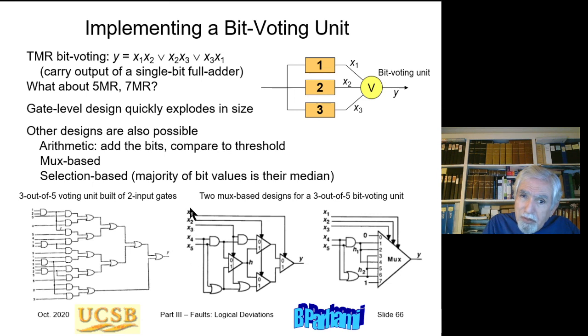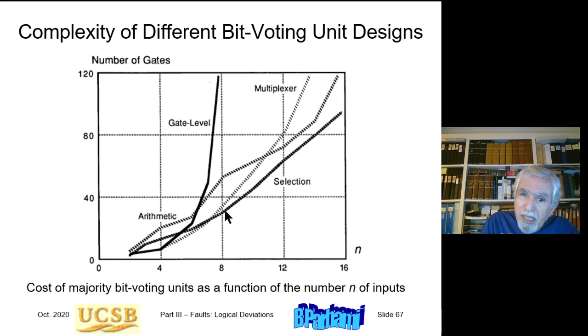So that's the arithmetic method. And then there's also the selection method. If these are 1s and 0s, then the median of these values is also the majority. If you have 3 1s and 2 0s, the median will be 1, which is also the majority. If there are 3 0s and 2 1s, then the median will be 0. The selection-based method, for large n, is the best among these, and the arithmetic-based falls between selection and mux. The gate level is not competitive for large n. Selection is always the best method for large n, next comes the arithmetic-based method, and then the multiplexer-based method.